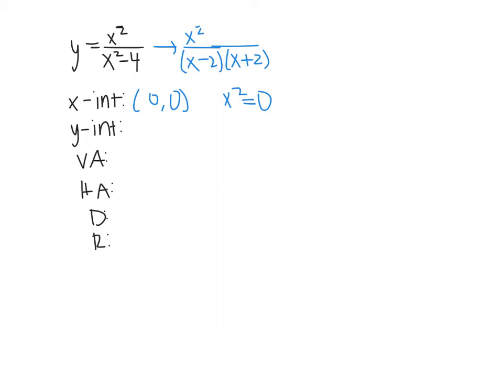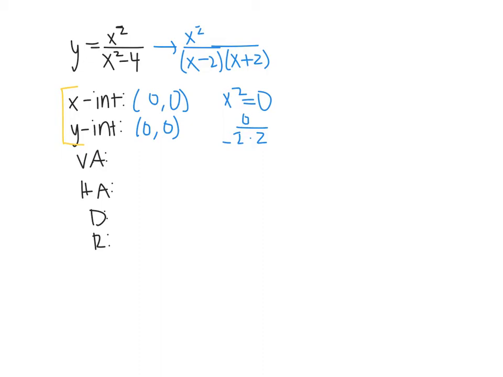For our y-intercept, that only happens when x is 0. So we need to plug in a 0 for x. We get 0 over negative 2 times positive 2. 0 over negative 4 is just 0. Okay, now one thing I want to point out, it is not always the case that your x and y-intercept are going to be the same. That's actually pretty rare. So while it happened here, that's not always the case.